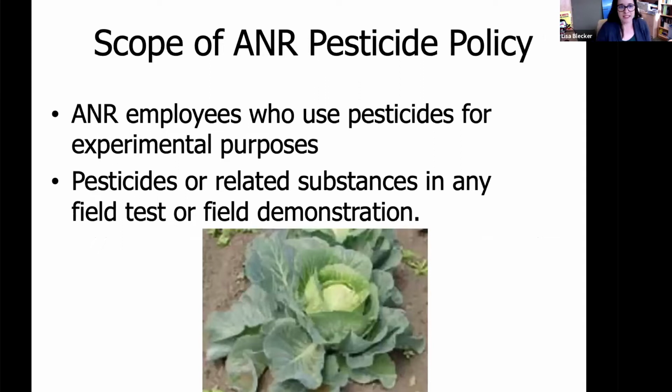The scope of the policy is A&R employees or UC employees who use pesticides for experimental purposes. It's actually not restricted to A&R employees because the policy does include Ag Experiment Station faculty and personnel. Although a lot of this pesticide research is conducted in connection with A&R, it covers you when you're doing pesticide research in any field test or even a field demonstration. That allows you to use experimental pesticides, or registered pesticides in an experimental way, in a field demonstration when you're trying to show efficacy or a new method to the public to encourage them.